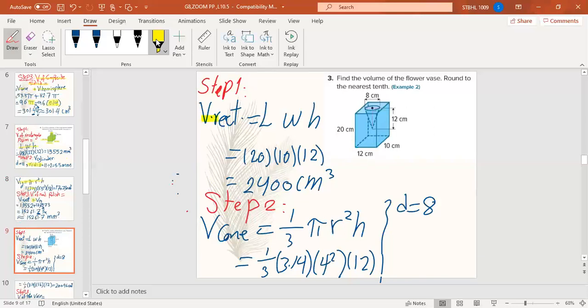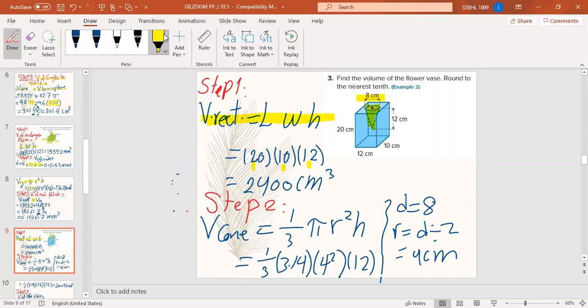Let's figure out how we will solve it. Step 1, we will find the volume of the rectangular prism, which is length times width times height. 20 times 10 times 12 equals 2,400 cubic centimeter. And then step 2, look inside. What is inside? Which solid is inside? It's a cone. So we need to find the volume of this cone. What is given related to the cone? The diameter is given. So we need to find R, the radius. R equals D divided by 2 equals 4 centimeters.